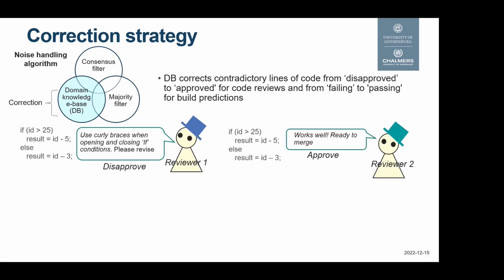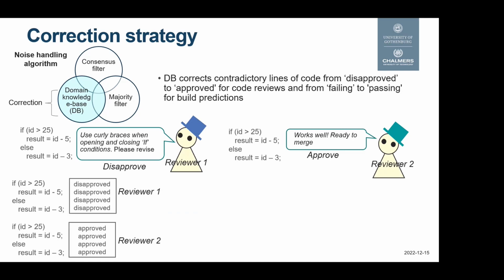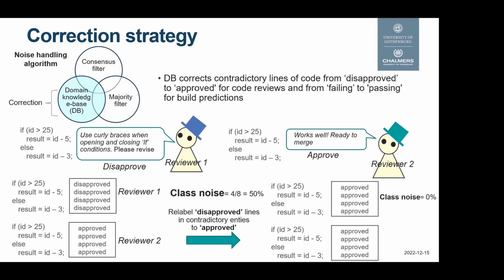So again, we have this example from the reviewers. The first reviewer disagrees, he disapproves the code, and the second one approves it. And we end up having this corpus of code changes where half of the lines are disapproved and the other half is approved. If we measure the class noise ratio here, it will be exactly 50%, because they're evenly split between the two classes. And then if we apply the domain knowledge based algorithm, it will relabel all the lines from disapproved to approved, and we end up with a class noise ratio of 0% here.